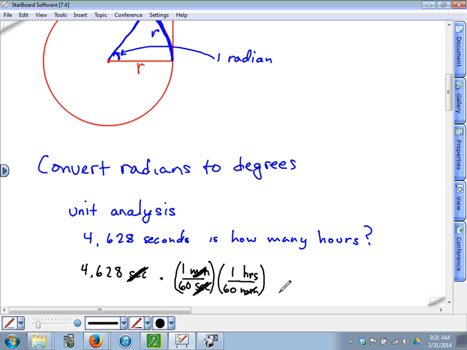So how do we answer this question? Multiply everything on top and divide it by what's on the bottom. So it's 4,628 multiplied by 1 multiplied by 1, which makes 4,628. And then we divide it by everything on the bottom, which is 60 times 60. We need 60 multiplied by 60. It's 3,600. So 4,628 divided by 3,600.